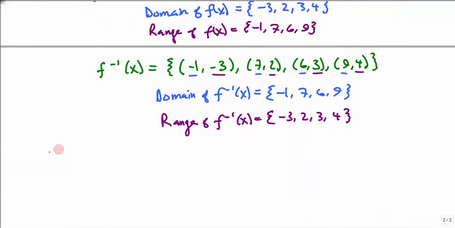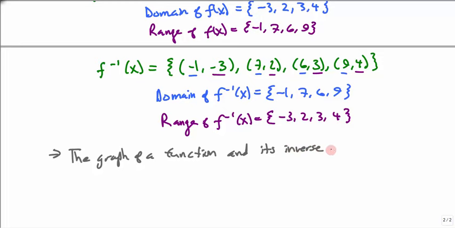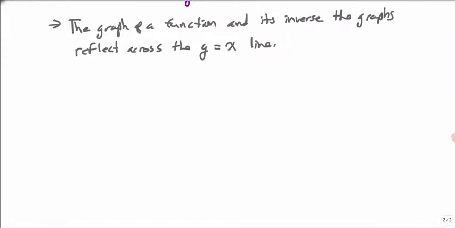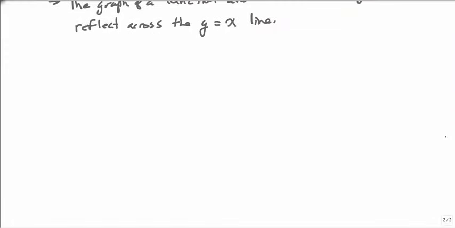So another thing that I could do is I could say, when I graph a function and its inverse, the two graphs reflect around the y = x line. So let's go ahead and take a look at what this means. I'm going to go ahead and pop in a Cartesian coordinate system so it's a little bit easier to see what's going on here.